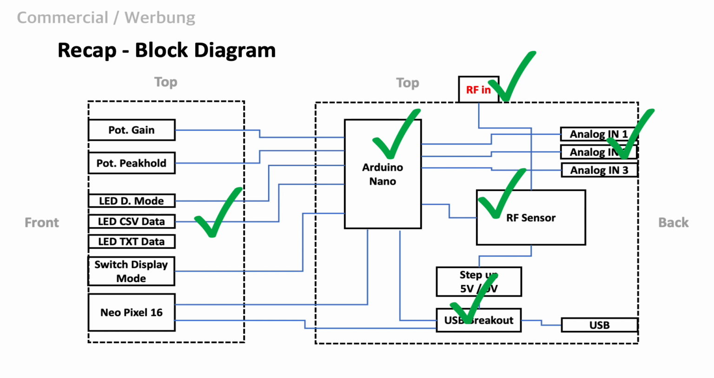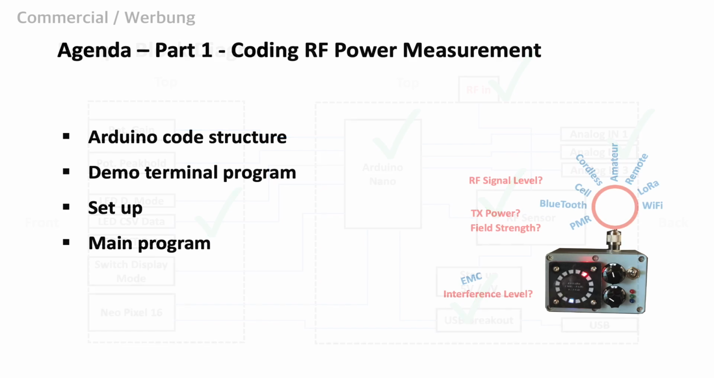We saw all the elements in action that are in the block diagram, be it the controls and the LED displays on the front panel, or be it the analog inputs on the backside of the device. However, so far we didn't talk about the software. I mean the Arduino code, which brings the little device to life. In the two following episodes, we want to explain the software.